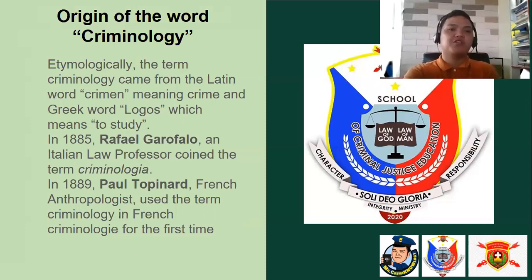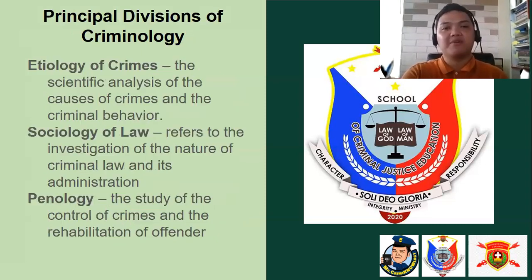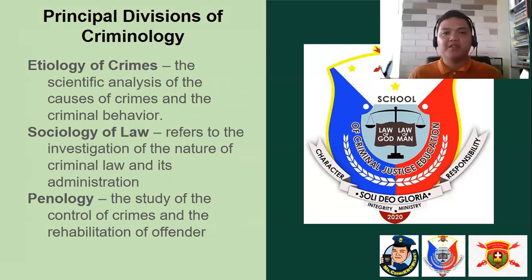The origin of the word criminology, etymologically, the term criminology is from the Latin word crimen, as I said a while back, meaning crime, and the Greek word logos, which means to study crimes. So to recap, Rafael Garofalo gave the word criminologia, and Paul Topinard gave the word criminology, so that we can re-emphasize them. Now, we have the principal divisions of criminology.